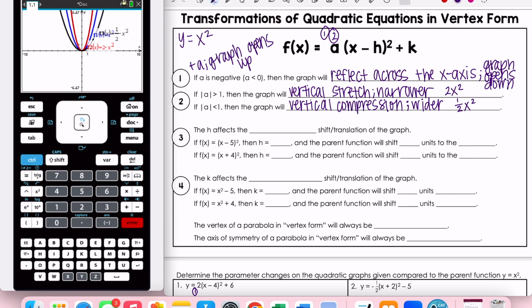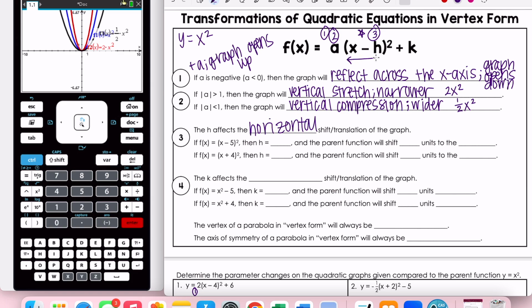So then the next place you want to check is inside of the parentheses. You want to look at the value of h. Now, guys, here, when it comes to h, you always want to think the opposite here. So I'm going to star that. So the h affects the horizontal shift of your graph.